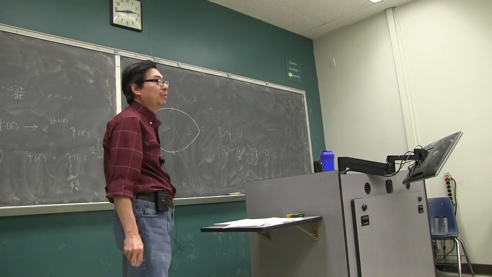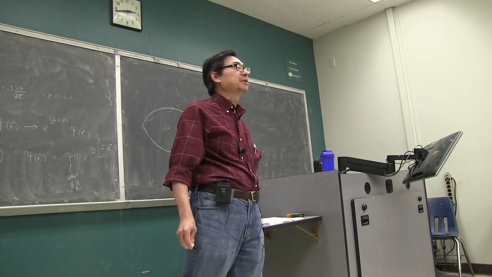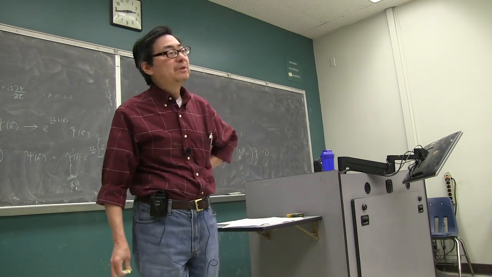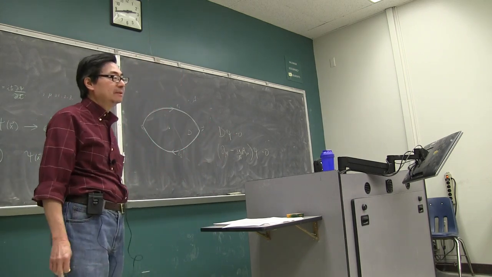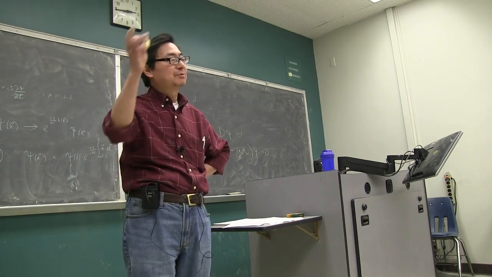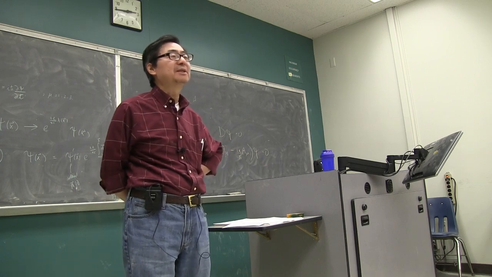The group is S1. The gauge group is isomorphic to S1 because the gauge group is U1. U1 is homeomorphic to the one sphere, so to speak. Because after all, what is U1? U1 is e to the i theta.